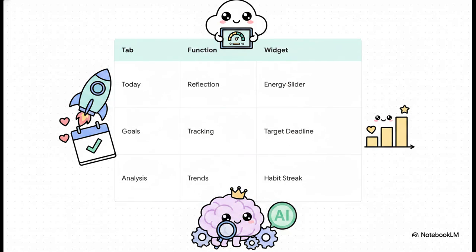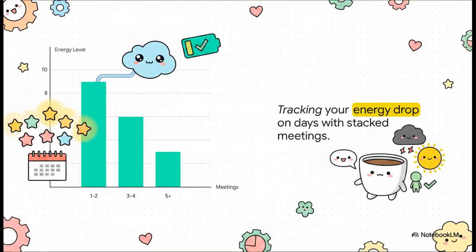To keep things really clean, you can actually structure your personal operating system with distinct tabs. You could have a Today tab, dedicated to daily reflections, utilizing that interactive 1 to 10 energy slider. Then maybe a Goals tab, to track progress with a target deadline setter. And an Analysis tab, like want to know your longest streak for hitting the gym? Claude just calculates that habit streak automatically and presents it back to you. It's perfectly organized.